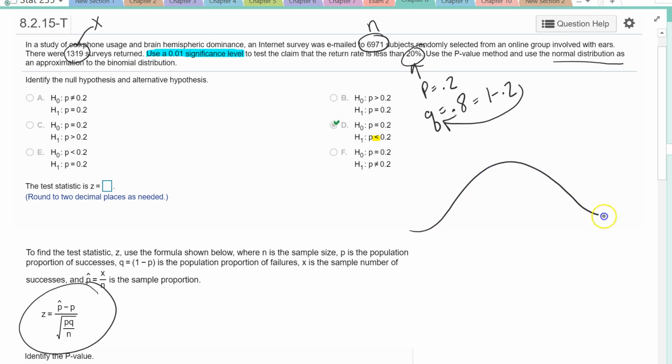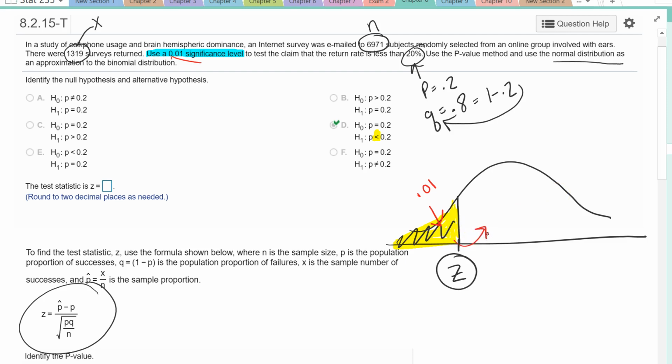So basically we're going to calculate a given z value. Once we find this z value, we're going to use the calculator to find the area to the left. If the z value falls within this region, where the area is the significance level of 0.01, we're going to reject the null hypothesis. If the probability falls on this side, we're going to not reject the null hypothesis.